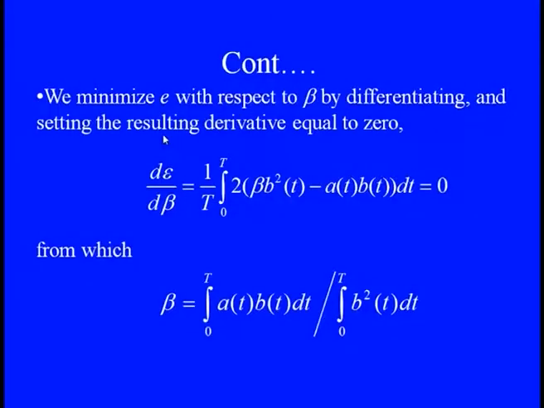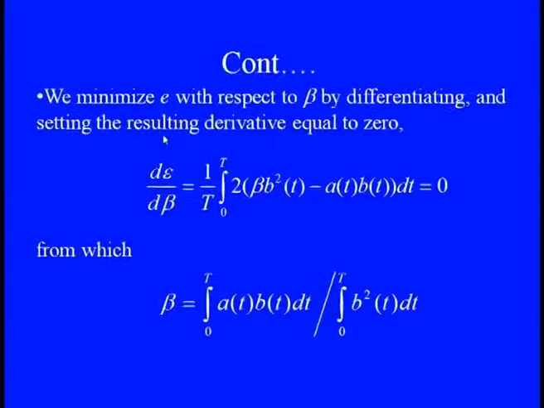And if we now want to minimize the error with respect to the coefficient beta, first of all we need to go with the minimum-maximum approach. So, minimizing this and putting the derivative equal to 0: d epsilon by d beta is equal to 1 by T times the integration from 0 to capital T of 2 beta B square of t minus A of t B of t, into dt, equals 0.